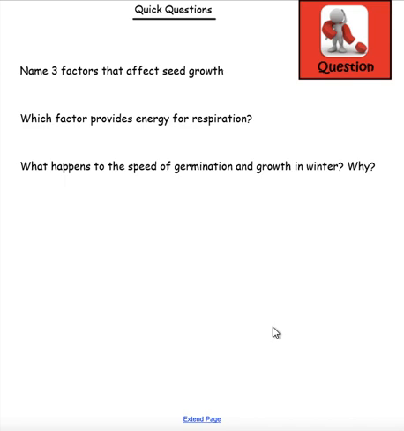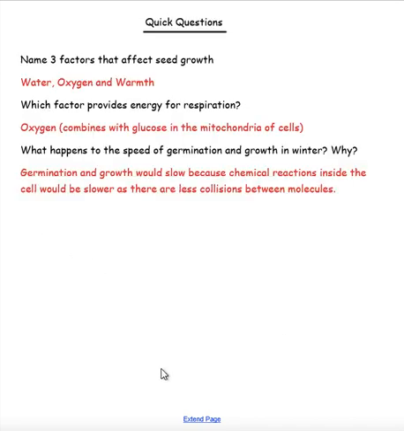Quick questions then to answer in your book to make sure that you understand those three factors that we require and why. So answer those three questions as quick as you can, summarising what we've just done there. Pause the video to do that now. Check your answers. So the three factors are water, oxygen and warmth. If we are missing one of those or one's limited, our seed might not grow, or it might grow much slower than others. The factor that provides or releases energy for respiration is the oxygen. So the oxygen combines with the glucose that's stored in that food store in order to release energy.